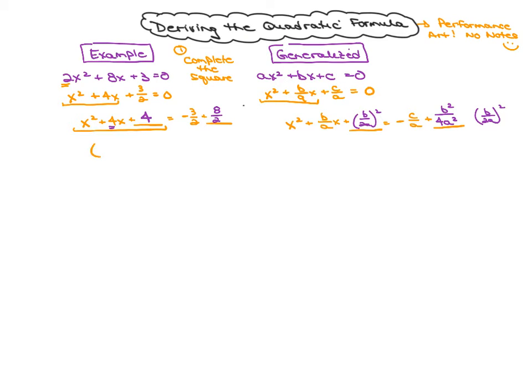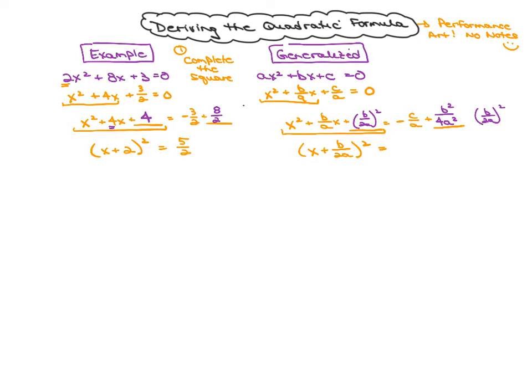Next step now is let me go ahead and write my perfect square trinomial as a binomial squared. So this would be x plus 2 squared is equal to, let me go ahead and add negative 3 plus 8 is 5, so this will be 5 halves. This perfect square trinomial will become x plus b over 2a squared.